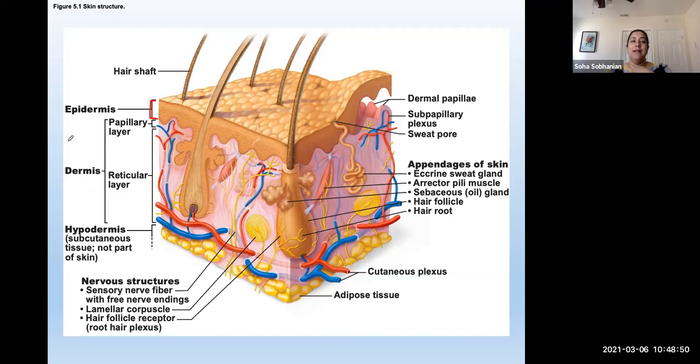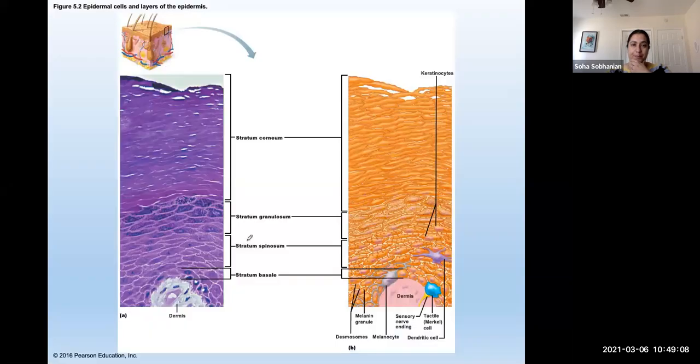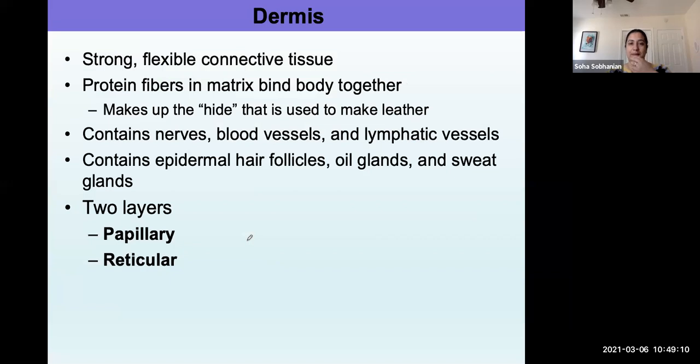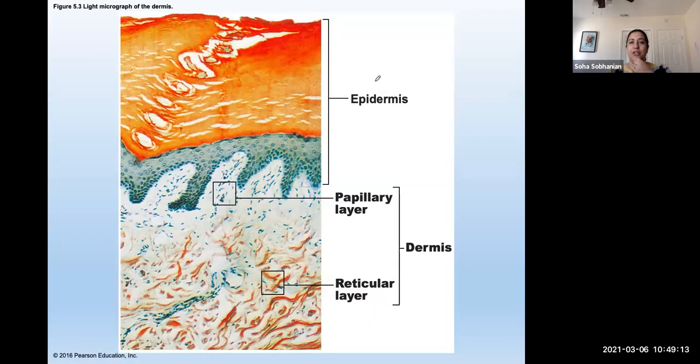Now, the dermis has two layers. Papillary layer, which is about 20%, and then a reticular layer, which is much thicker, which is underneath the papillary layer. Most of the structures are in the reticular layer. So papillary and reticular. Here in this picture, here is your epidermis. Right here is your papillary layer, and then all of this underneath it would be your reticular layer.